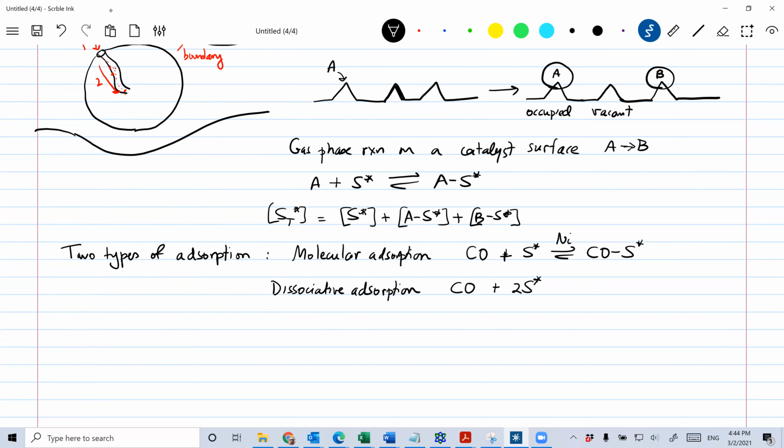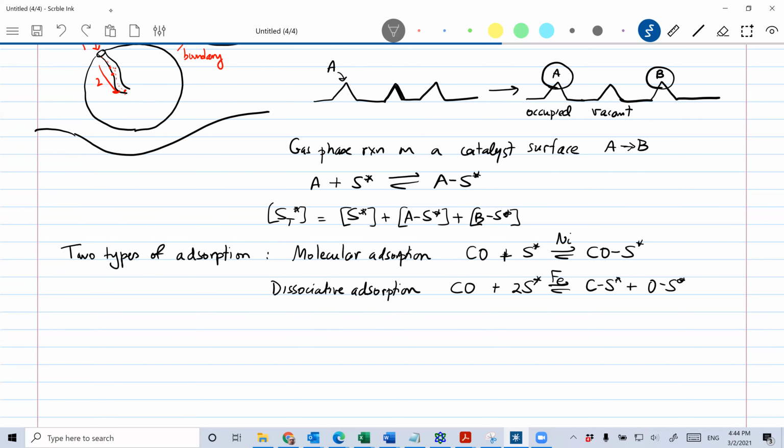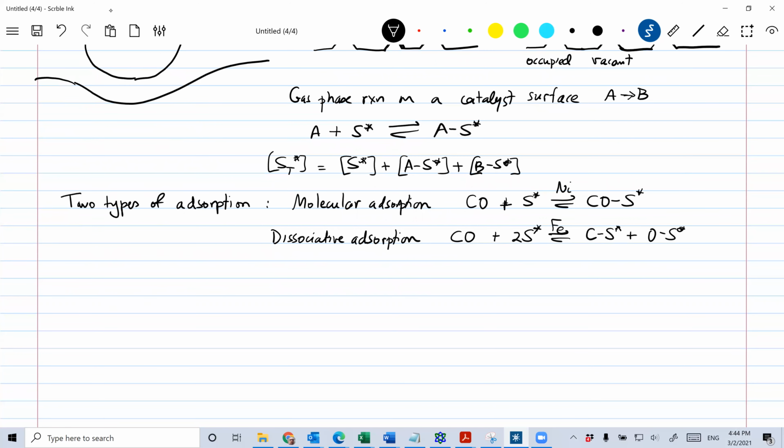But anyway, dissociative adsorption could happen, let's say, on an iron catalyst, where instead you have CS plus OS. So the molecule dissociates and then adsorbs. So you have two types of adsorption. And that's really cool because now, if you remember, you can imagine what we do next, right?